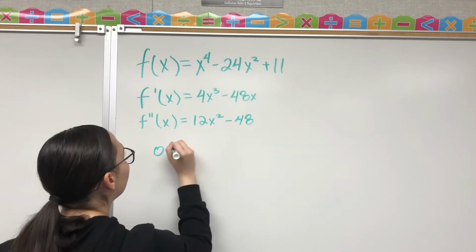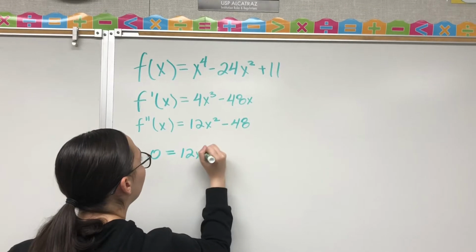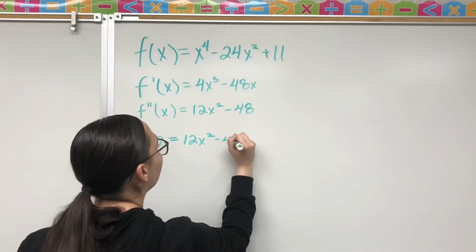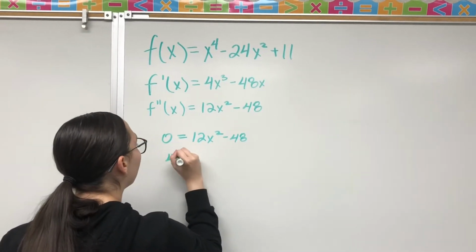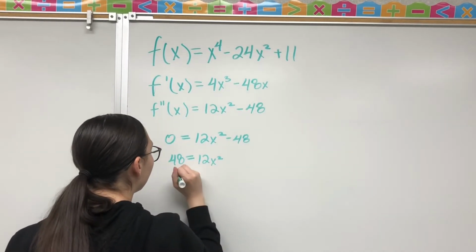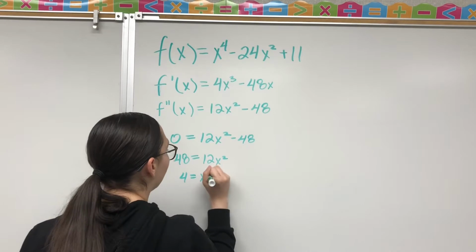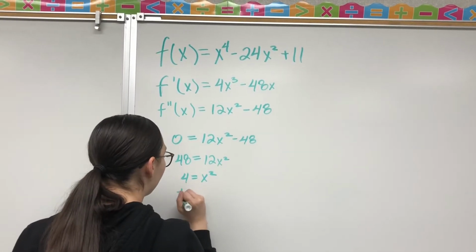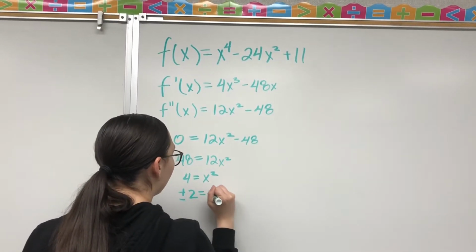Then we're going to take that equation and set it equal to 0 and then solve for x. So we take negative 48 and add it to the other side. And then we divide by 12 and then square root the 4, which gives us plus or minus 2.